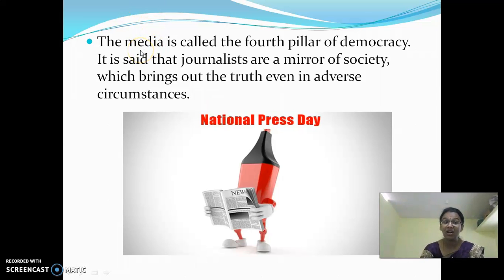The media is called the fourth pillar of democracy. If the media people are not there, would we be aware of what is happening in the outside world? No. They play a major role in revealing the truth to us. It is said that journalists are the mirror of society, which brings out the truth even in adverse circumstances. So we respect them and we celebrate National Press Day.